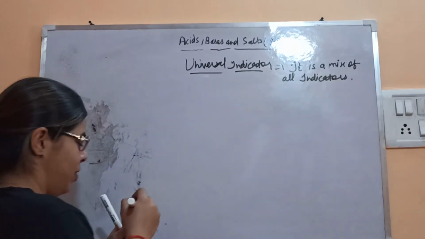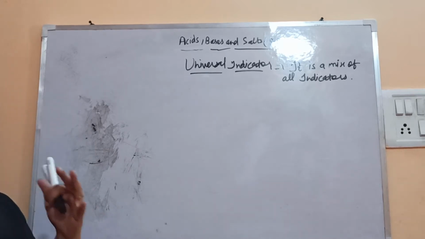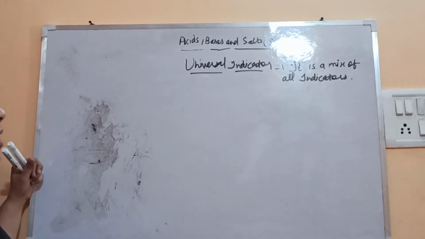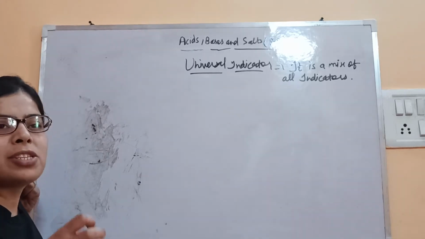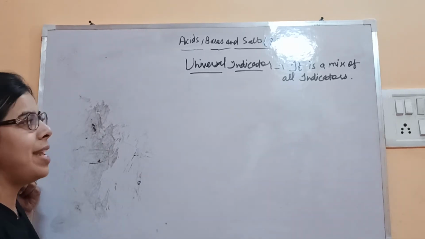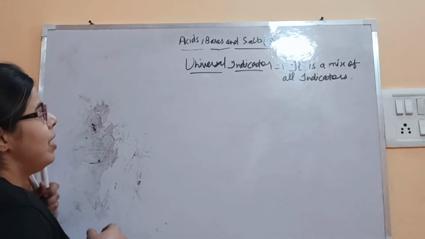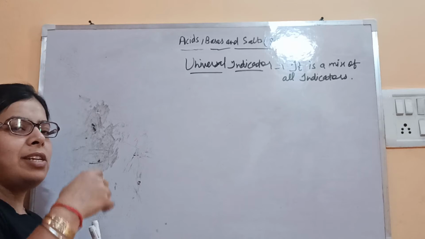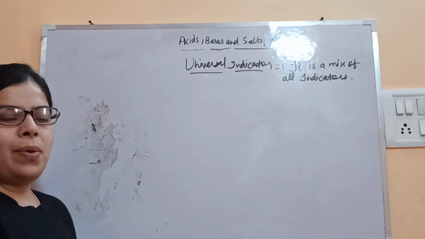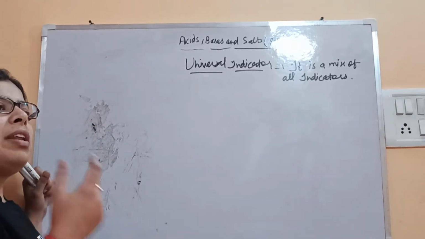So many, like phenolphthalein, methyl orange, thymol blue, sodium acetate, sodium salt, and so many things are there. So it's a mixture of all the indicators, all the substances. Fine. So with the universal indicator, when we see the table, it shows different colors. Okay, different colors with a different solution.